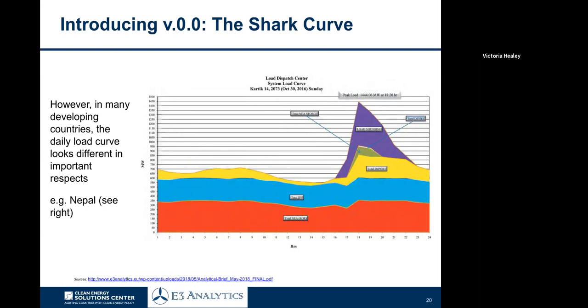But import capacity is limited because there's only so much grid capacity to import power from India, which means that peak in the evening often goes unmet. And that creates a host of challenges. So obviously power outages, but also unhappy customers. So this is in some ways a power curve that looks much more like most electricity markets around the world in other countries.